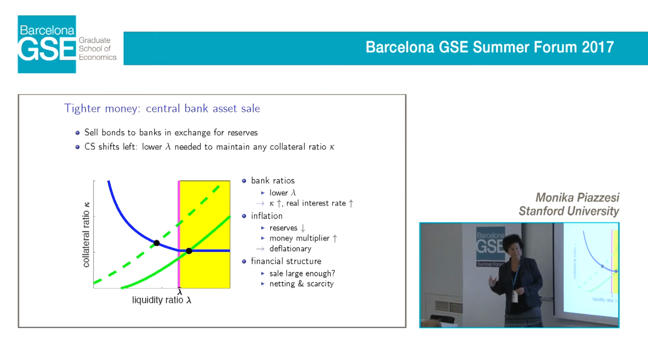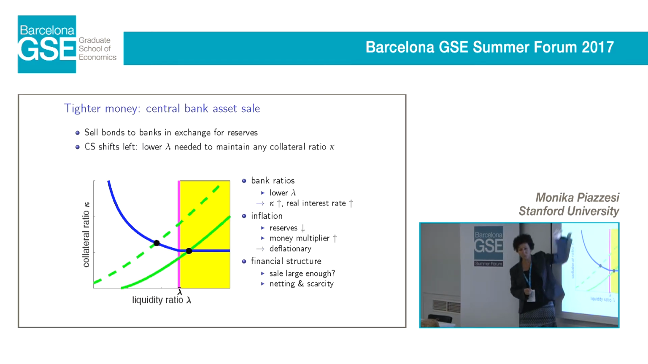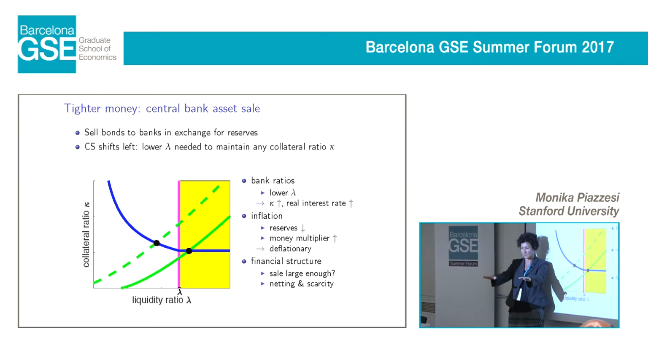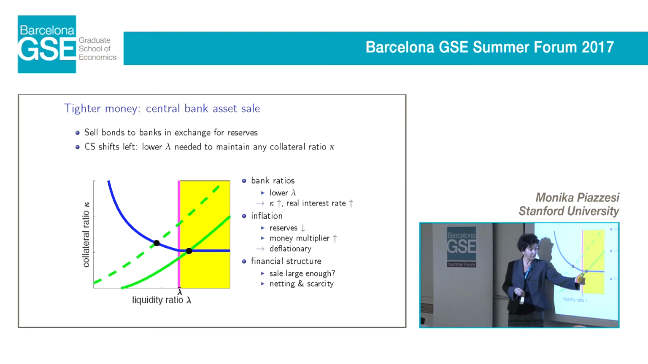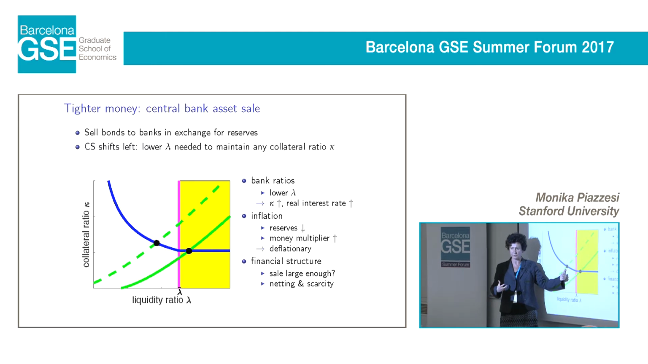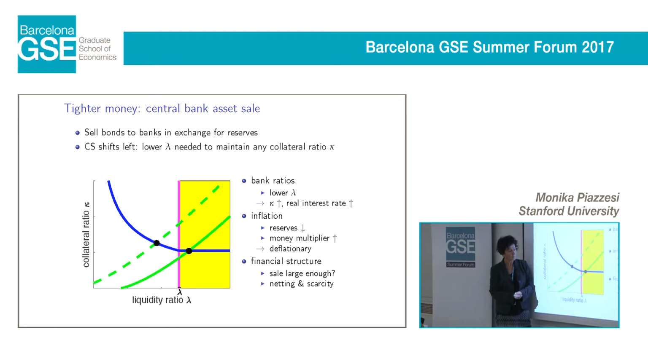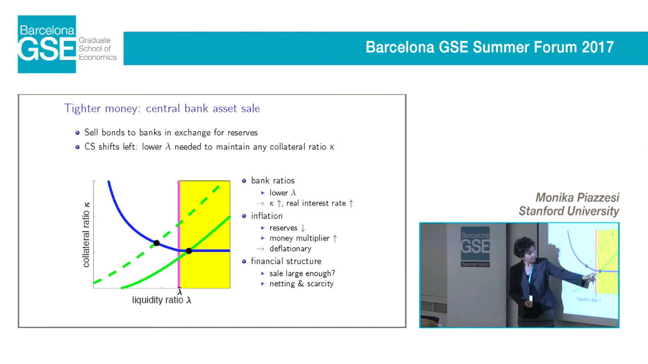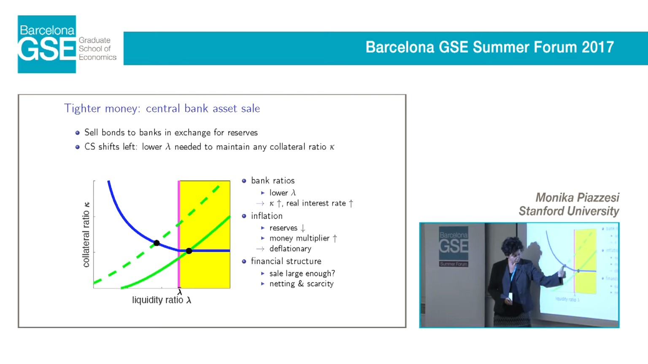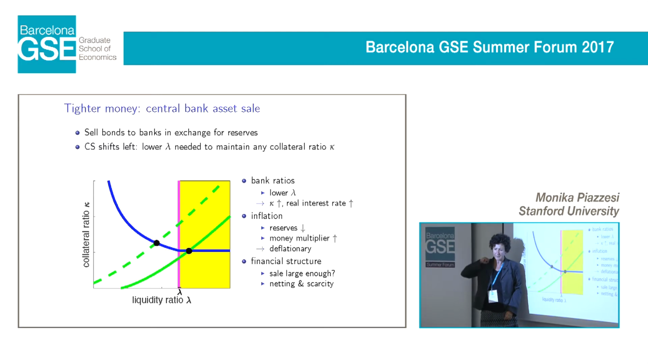Suppose the Fed wants to tighten money, and one way to do this is to sell bonds to banks and get their reserves in exchange. What that does is it leaves the collateral of banks unchanged, but it lowers their liquidity holdings, their reserve holdings. That shifts this capital structure curve to the left. And in equilibrium, banks now have lower reserves. They have to borrow from other banks more often. That's costly, and so they endogenously choose to hold higher collateral ratios. That increases the real interest rate.